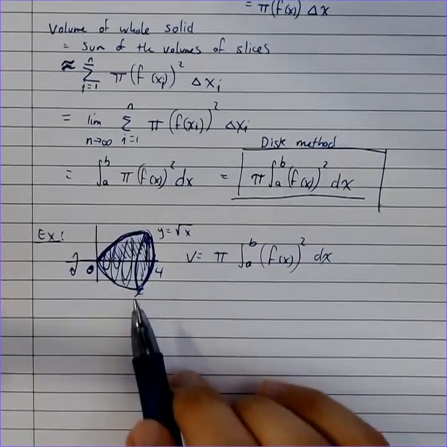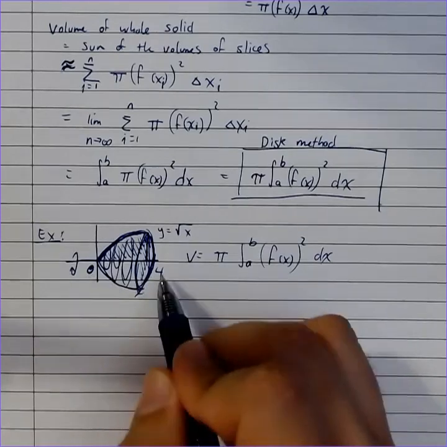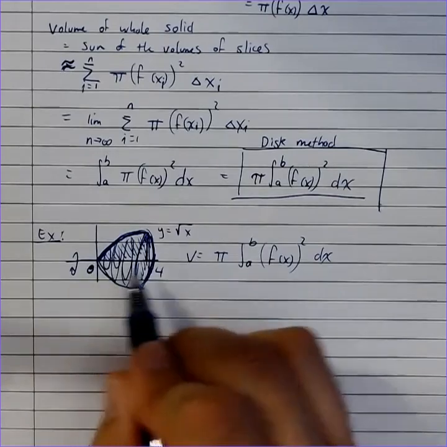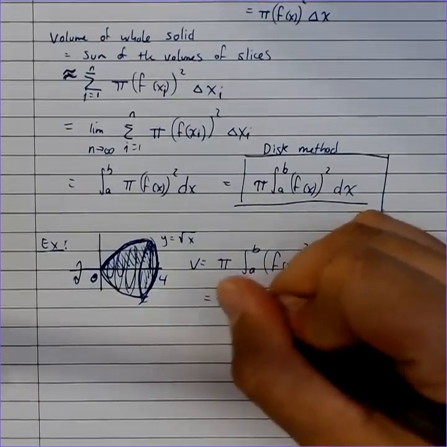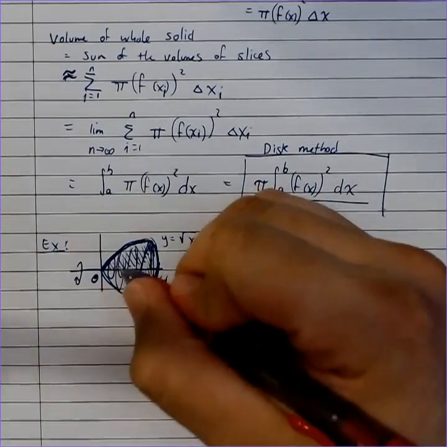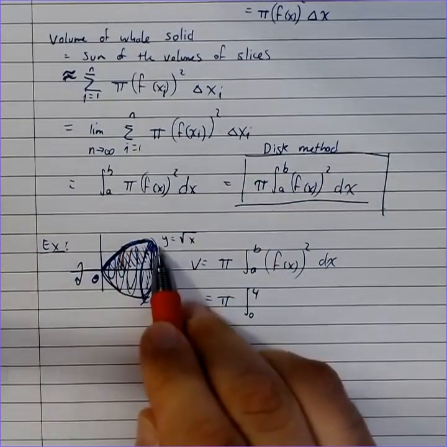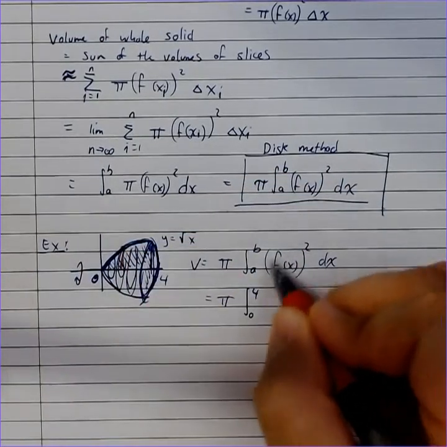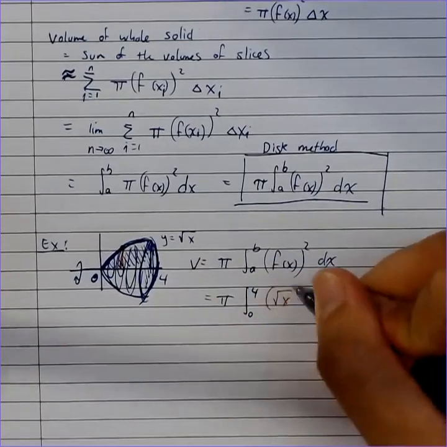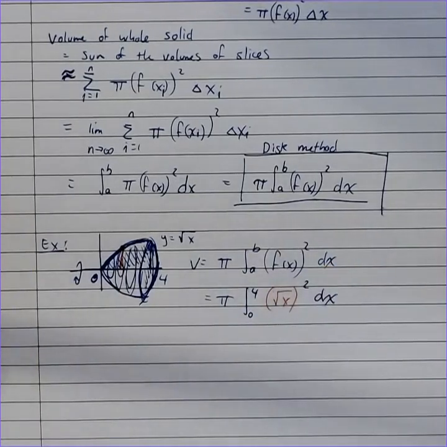In this problem, we're given everything we need. Your a and your b are simply the left and the right boundaries along the axis of rotation of your shape. So here that's going to be from 0 up to 4. Our function, that's giving us the distance from the axis up to the curve, and that's your f of x. Now don't forget you're squaring that. And then we're integrating all that with respect to x.